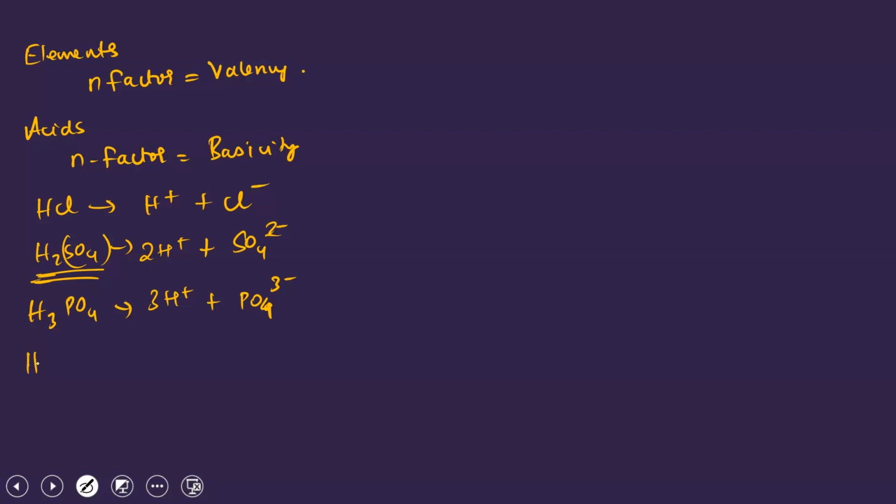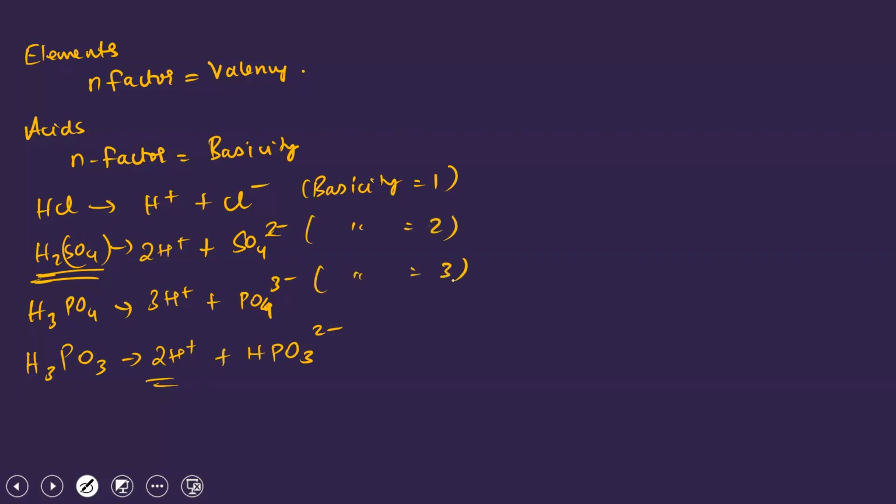Now, if it is H3PO3, this is an exceptional case. It will be 2H plus and HPO3 2 minus. So its basicity is 2. Here the basicity is 1, here it is 2, here it is 3, and here it is 2. Clear? Its name is phosphorus acid. Just remember. Have you noted it down?